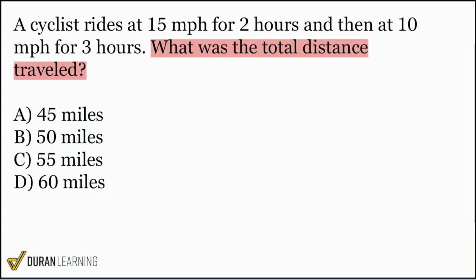We're looking for the total distance. So we are going to be amassing or accumulating or aggregating or adding all of the distances that we're dealing with. So that's the main difference, everybody. We're asking for the total distance traveled here. Let's read. It says, a cyclist rides at 15 miles an hour for 2 hours.